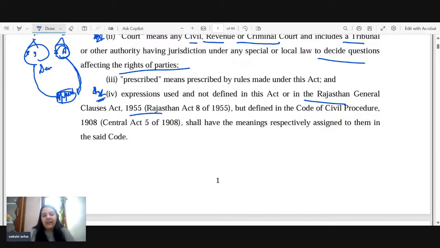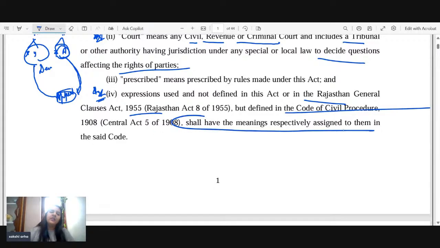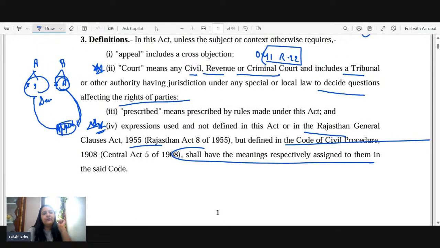Words defined in the CPC shall have the same meaning. And this is your important question from the exam perspective: any word which is not defined in this Act, nor defined in the Rajasthan General Clauses Act, but is defined in the CPC, then we will take its meaning from the CPC. I hope all these four definitions are clear to everyone.